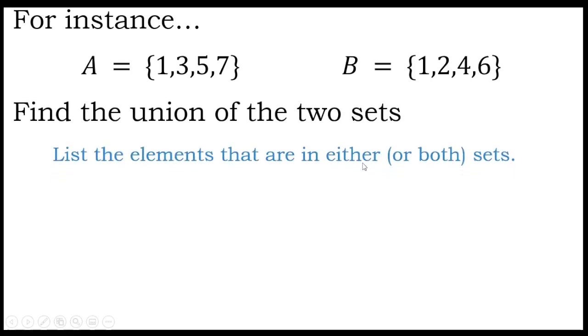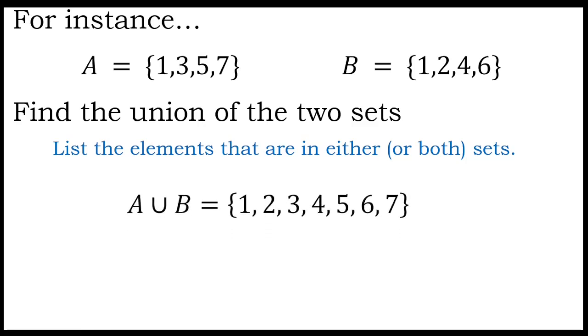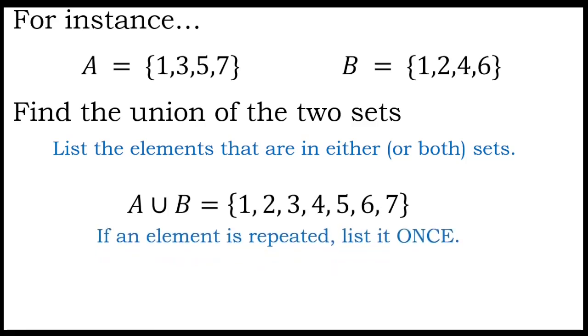For you to find the union of the two sets, just simply list the elements that are in either or both sets. So, the union of set A and set B contains the elements 1, 2, 3, 4, 5, 6, and 7. Remember that if an element is repeated, you just have to list it once. If 1 is repeated, write it down once.